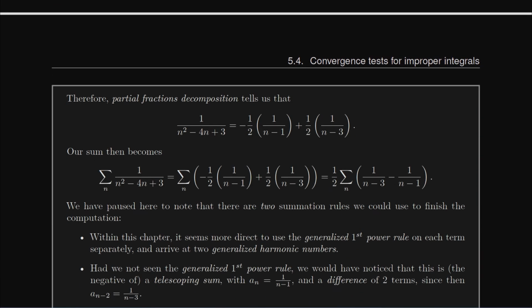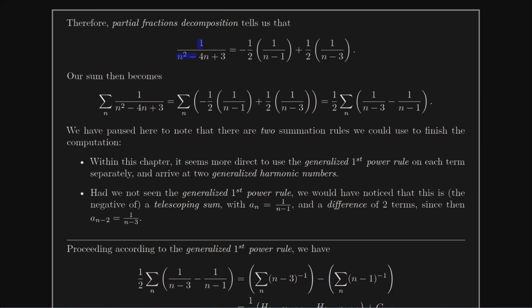Altogether, that says that my partial fractions decomposition of 1 over n squared minus 4n plus 3 has coefficients of negative 1/2 and positive 1/2. Well, that means that if I perform the sum on this term, I can perform the sum on the partial fraction decomposition of it, and I can factor out a 1/2, which is just going to leave me with the sum of the difference of 1 over n minus 3 minus 1 over n minus 1. And this goes back to what I was saying before, that a lot of partial fraction decompositions of sums lead to telescoping sums.